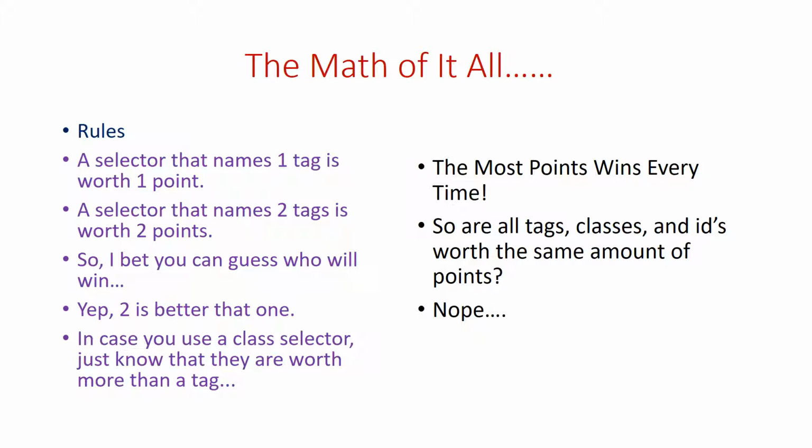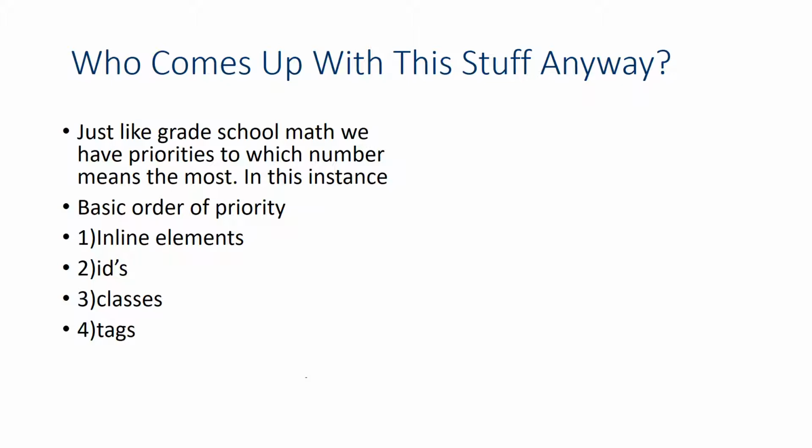So are all tags, classes, IDs worth the same amount of points? Nope. Who comes up with this anyway? I have no idea. But just like grade school math, we have priorities to which number means the most. In some instances, the basic order is 1. Inline elements, 2. IDs, 3. Classes, and 4. Tags. So an inline element will trump IDs, classes, and tags. An ID will trump classes and tags. A class will trump a tag, and 2 tags will trump a single tag, if that makes any sense.